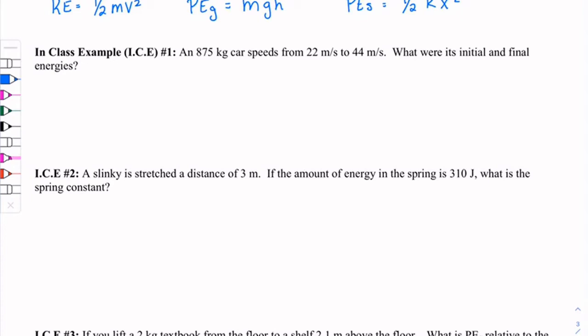Question number 1 says an 875 kilogram car speeds from 22 meters per second to 44 meters per second. What were its initial and final energies? So if we go ahead and identify some of these values, we have 875 kilograms, 22 meters per second, 44 meters per second. So the 875 kilograms is the mass, and the 22 meters per second is the initial velocity, and the 44 meters per second is the final velocity. We are looking for the initial and final energies, okay?